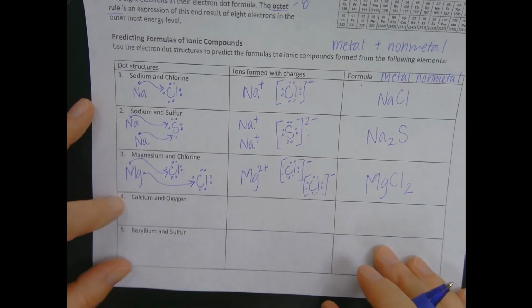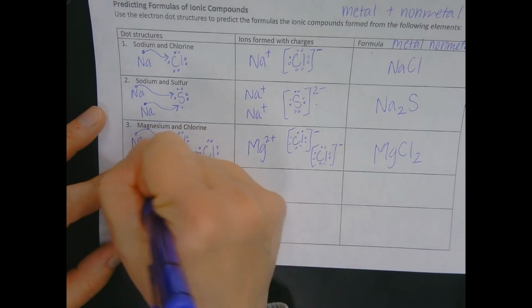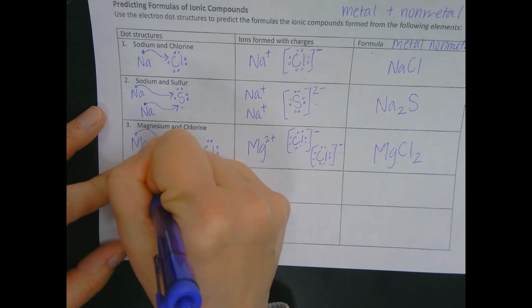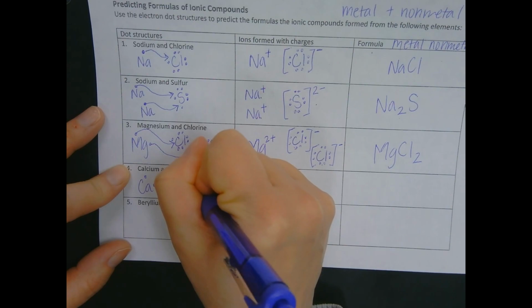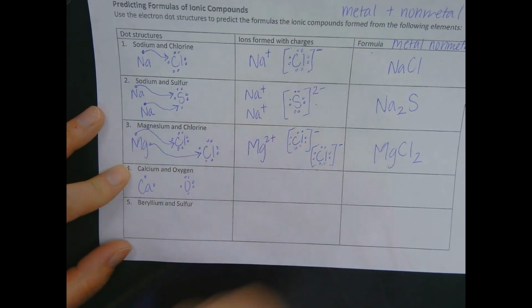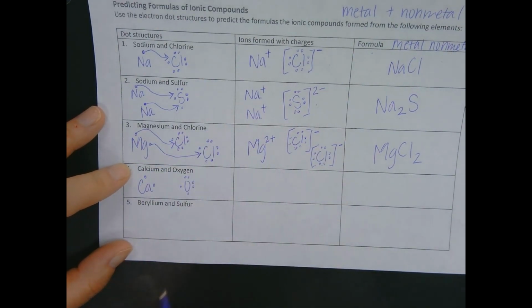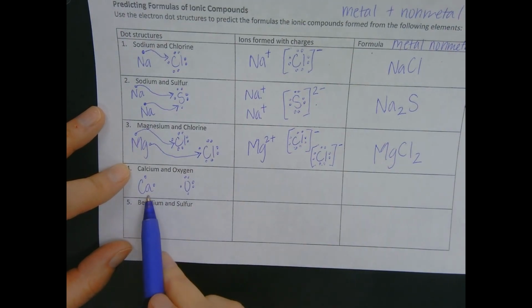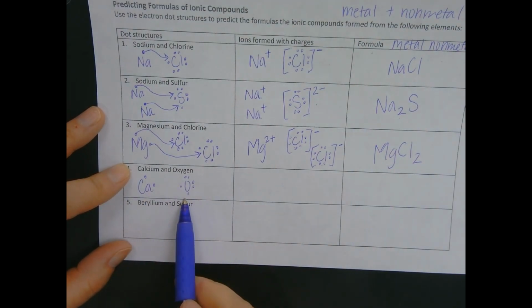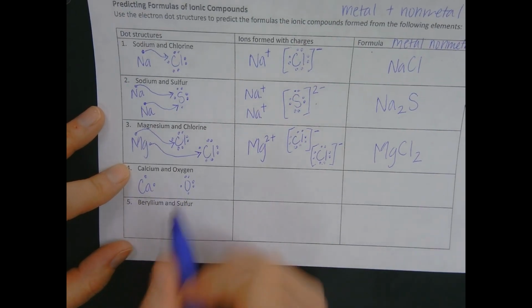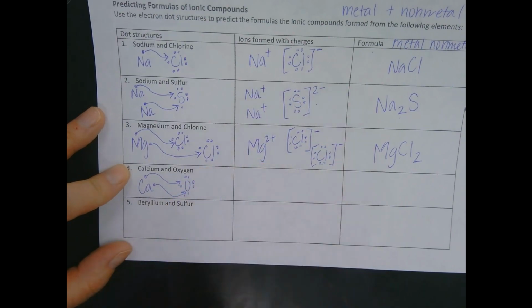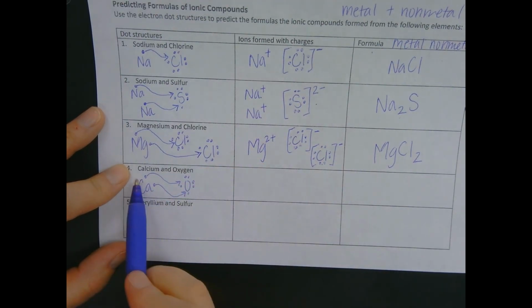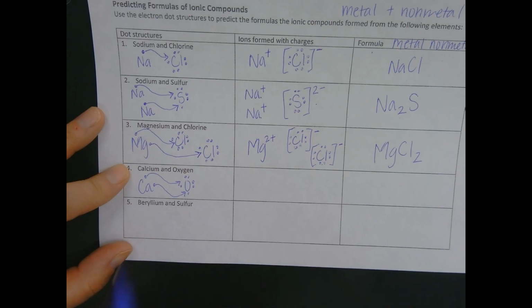Okay, let's do 1 more for calcium and oxygen. So calcium is in group 2A, so it has 2 valence electrons. Oxygen is in group 6A, so it has 6 valence electrons. So there's our Lewis dot structures. Calcium wants to get rid of 2, and oxygen needs to gain 2 to get to 8. So calcium will give both of its electrons to oxygen. So now calcium is happy because it got rid of those 2, and oxygen is happy because it gained 2. It filled in those missing spots.